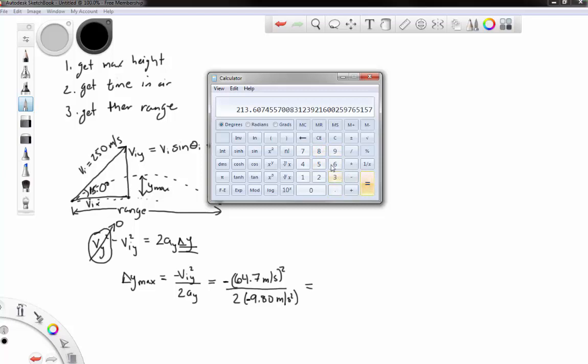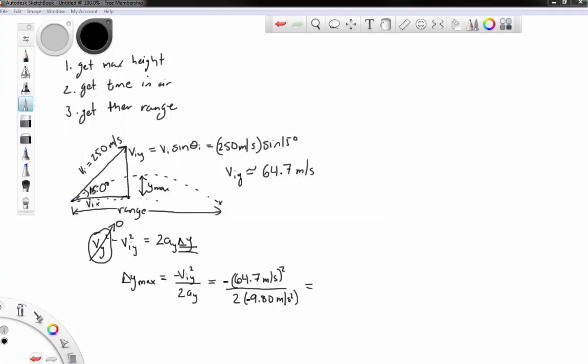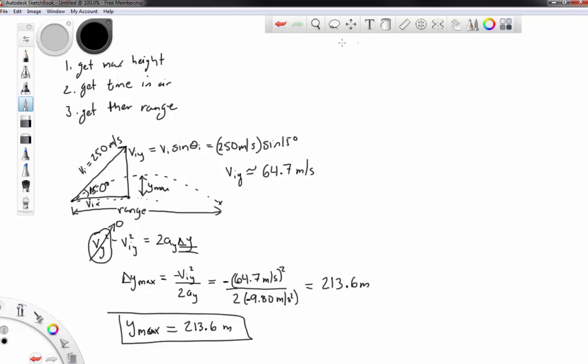So it looks like this thing's going to hit a height of 213.6 meters. So the maximum height here is 213.6 meters, and the initial height was 0, so that means that the actual maximum height itself is going to be 213.6 meters. Okay, so we can write that in over here as 214 meters or whatever.